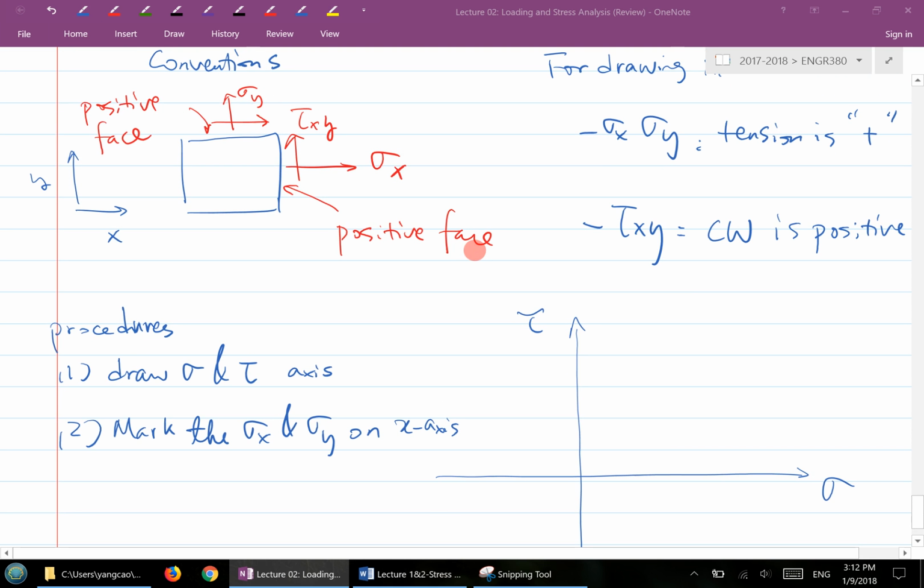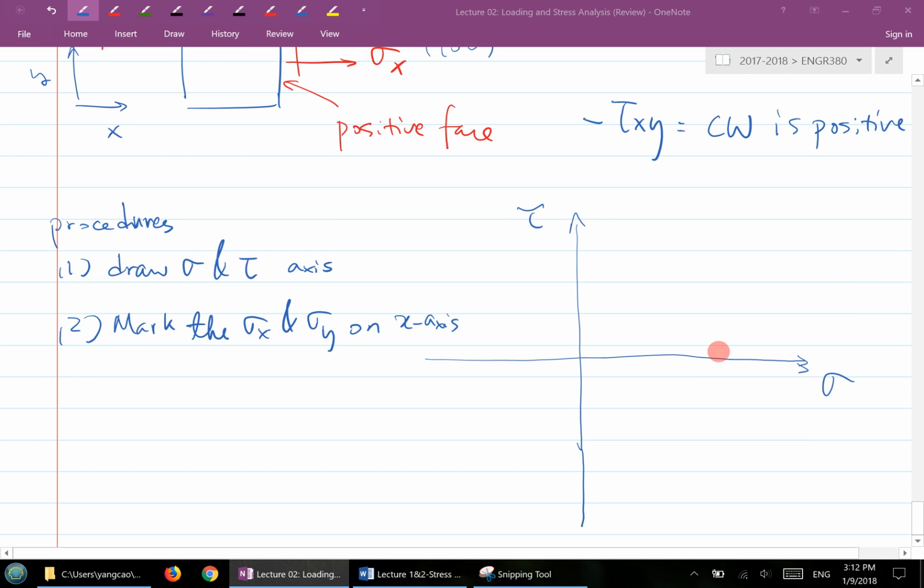So let's say here's a sigma x, here's a sigma y. I don't know, maybe this is 100, or maybe this is 80, or this is 40. Who knows, right? So you plot the sigma x and sigma y along this axis. Suppose this is your sigma x here, and this is your sigma y here, for example. So that's your second step.